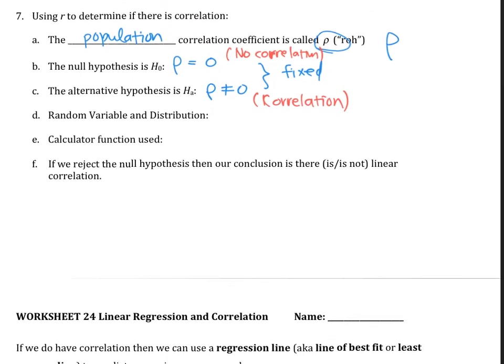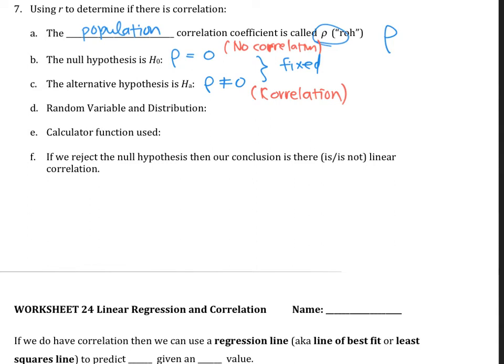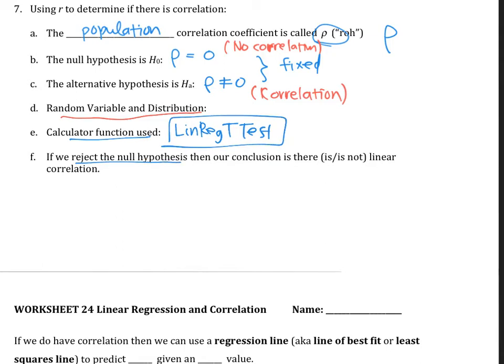All right, calculator function key used. Here, you don't have to worry too much about this part. Calculator function key used, again, linear regression t-test. So here, if you reject the null hypothesis, that means you're rejecting the fact that there's no correlation. That means you're supporting HA. That means there is linear correlation, because HA says that there is a correlation.